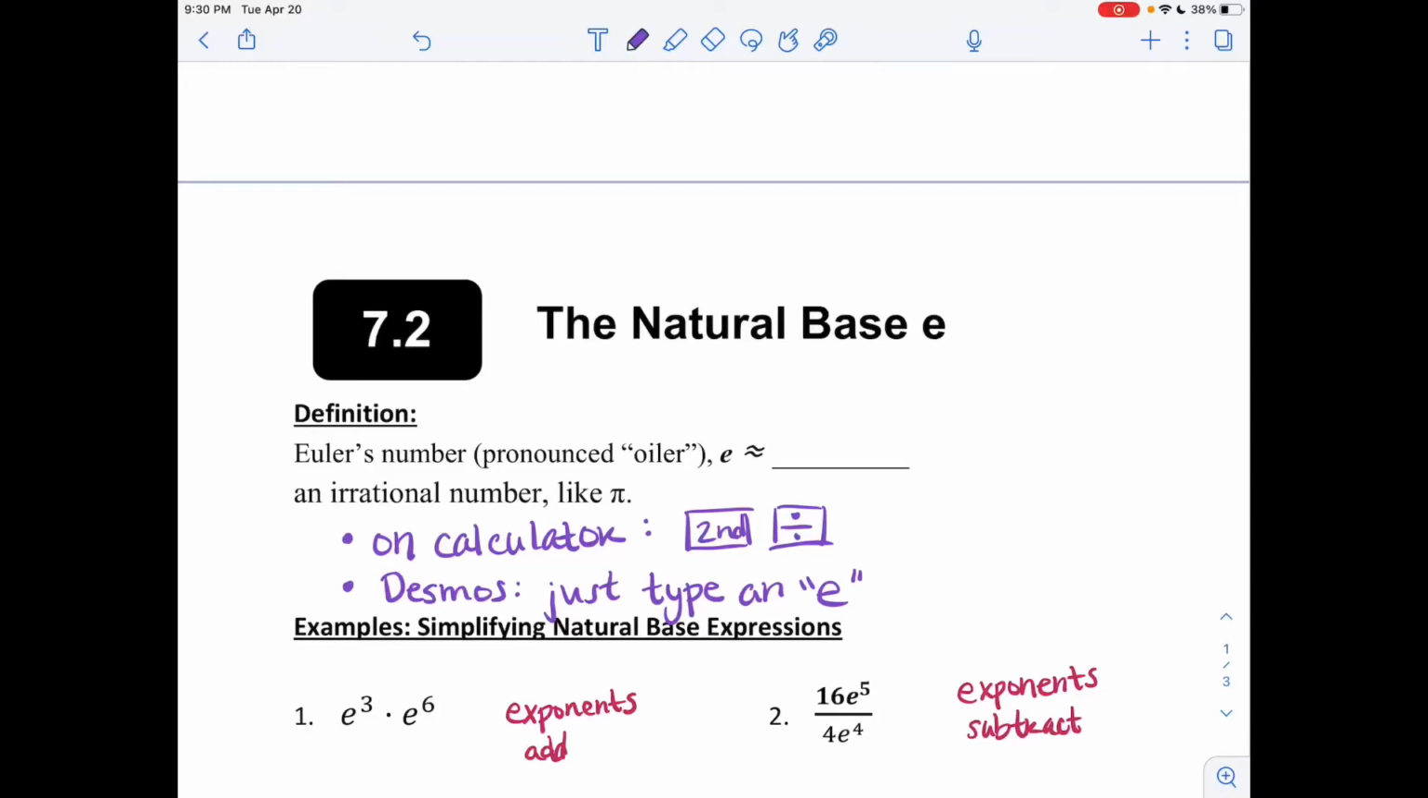Hey everyone, today we're going to be talking about lesson 7.2, which is the natural base e. And I want to let you know right up front that e is a special symbol, kind of like pi, that represents an irrational number. And that irrational number is approximately 2.71828, and it keeps going on. Just like pi never ends, neither does e.